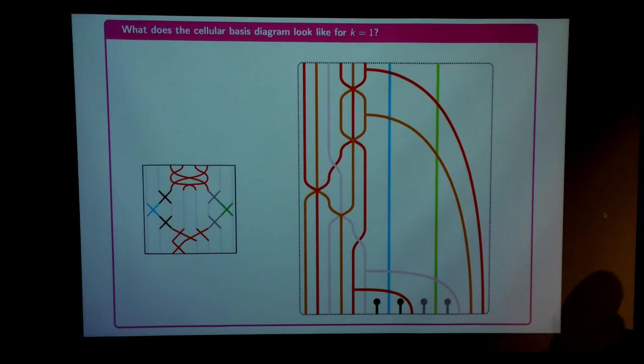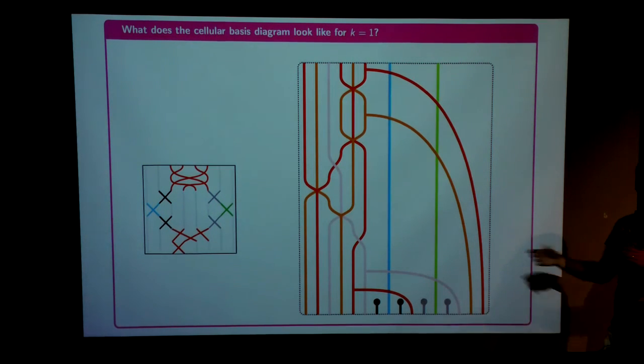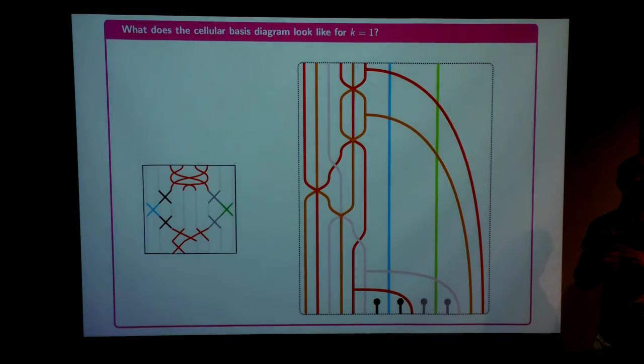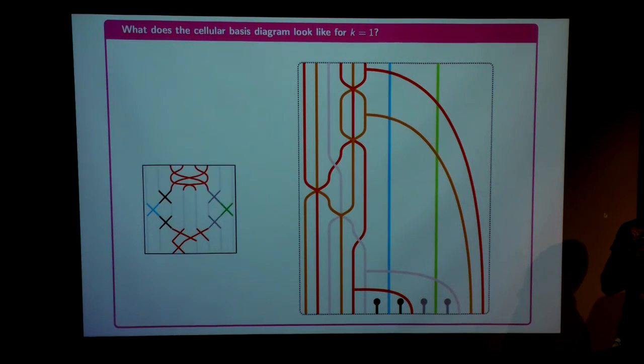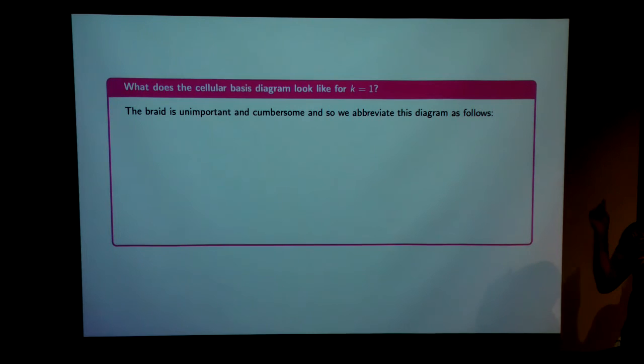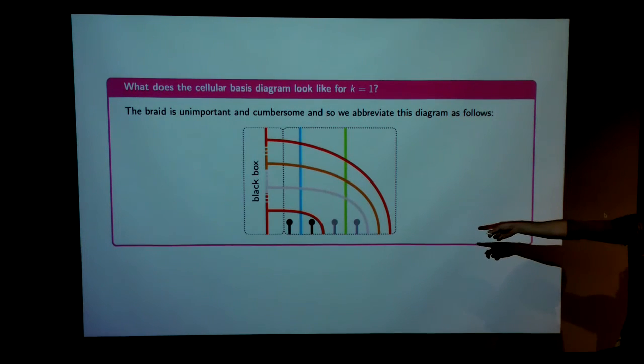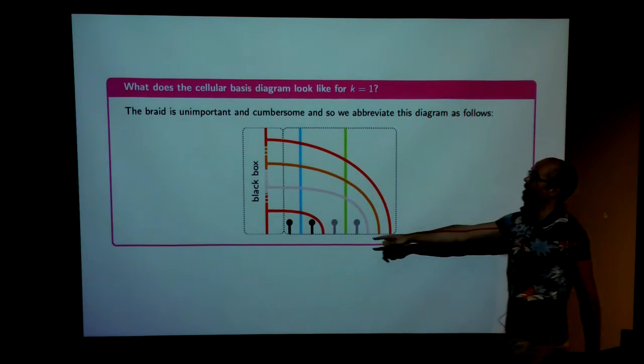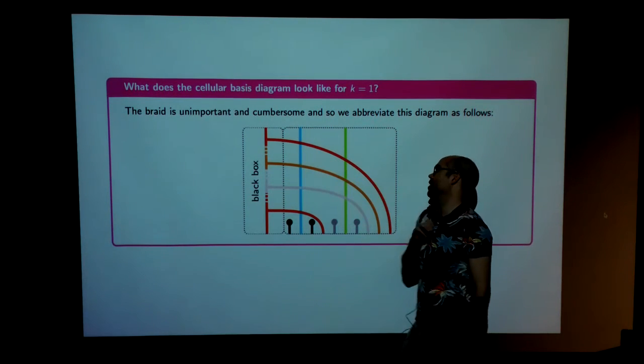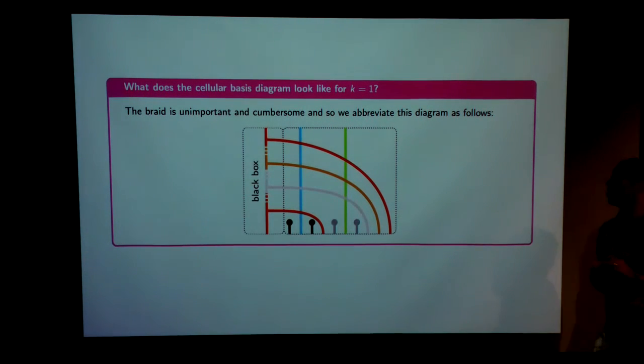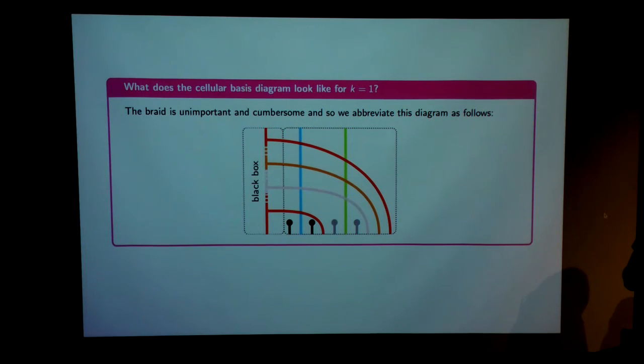How is this? Is anyone finding this hard? Does anyone not understand what's going on? This is k is 1. It's going to get simpler. So, just to show you that your life gets better, because I don't care about the braid, I'm just going to draw that picture in the future. I'm going to say, okay, well, there's something going on here that I don't care about, but that's what the diagram will look like next time.